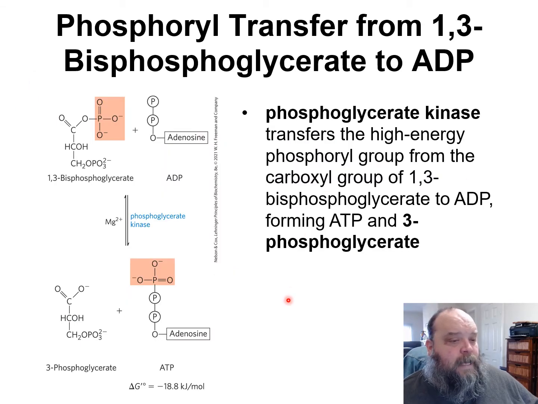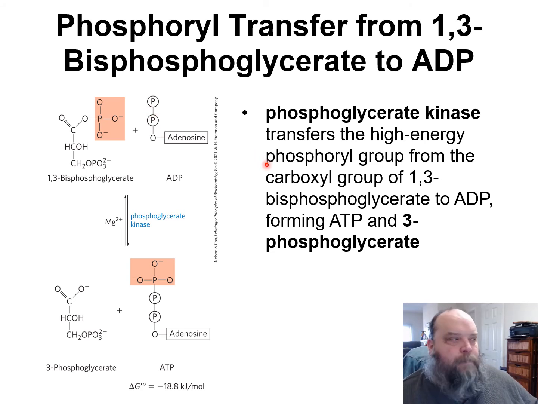Now we go through and take this phosphate that was just added. So we're taking a phosphate group, adding it to G3P, making bisphosphoglycerate, and then in the next step we're going to strip that phosphate right back off. Why did we do that? Why didn't we just add it directly to ADP?